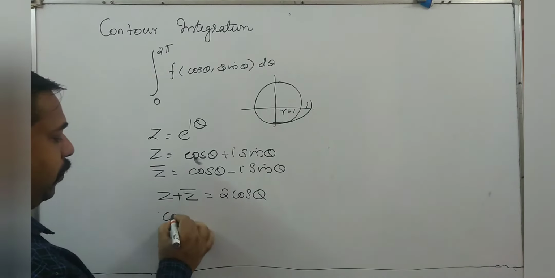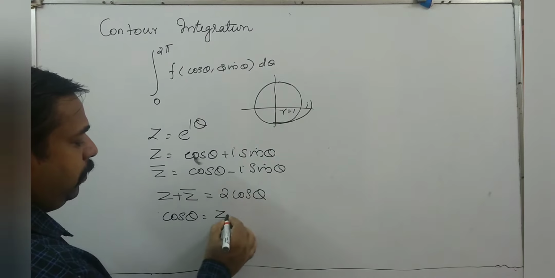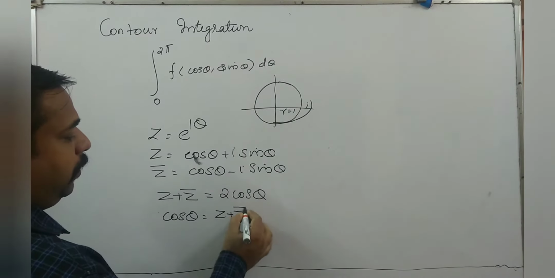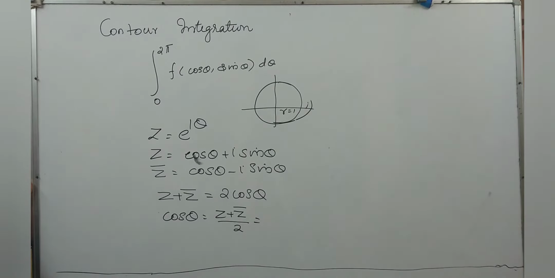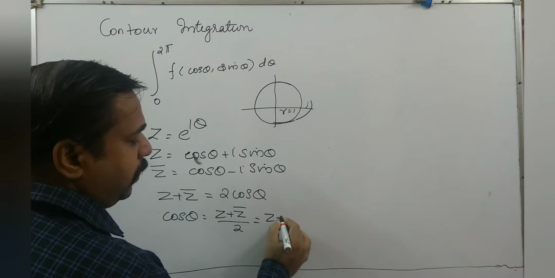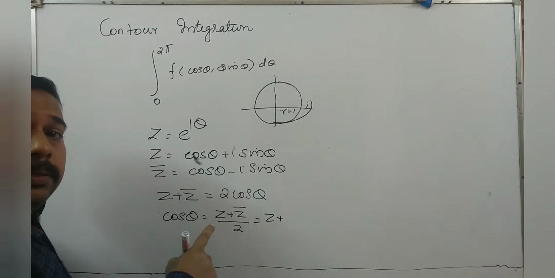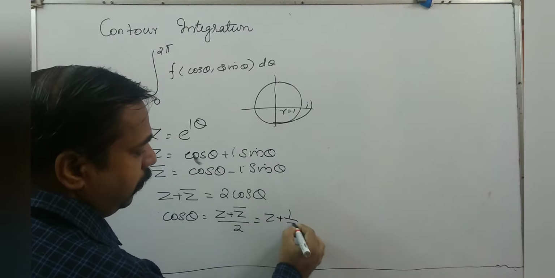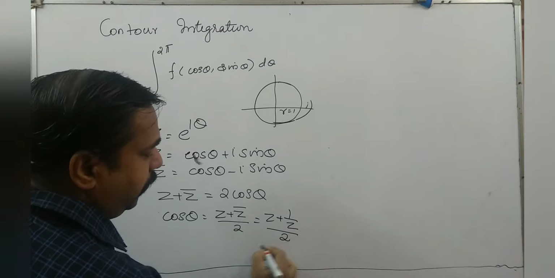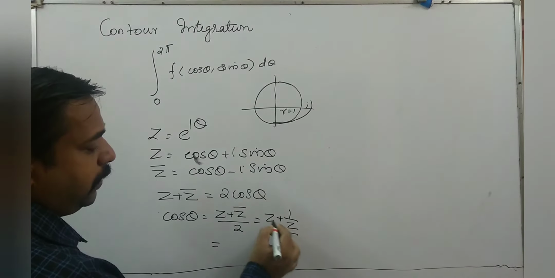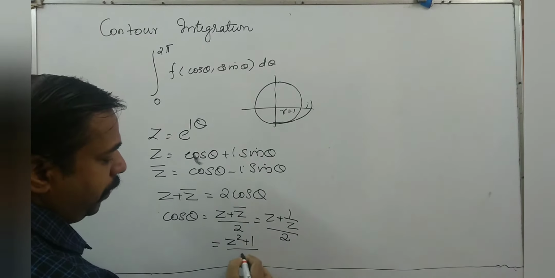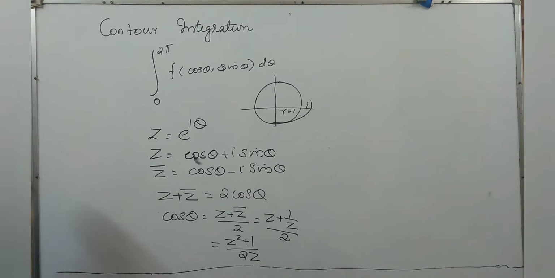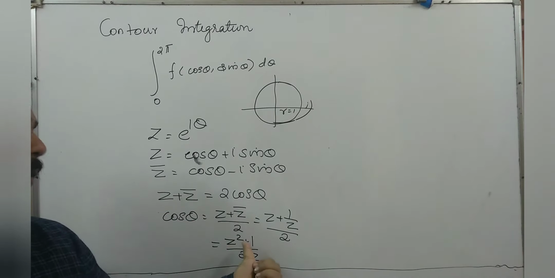Therefore cos theta is equal to z plus z bar divided by 2. So z bar can be written as 1 by z. That is, z plus 1 by z divided by 2. Now taking the LCM, we get z square plus 1 divided by 2z. So cos theta is now converted to z square plus 1 divided by 2z.